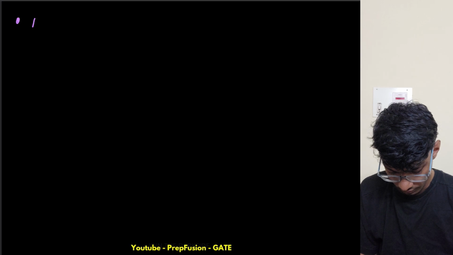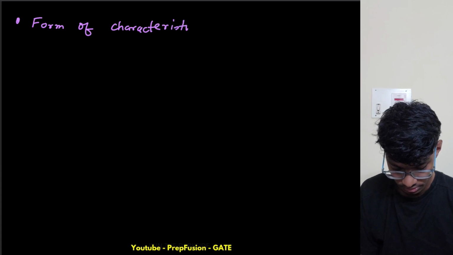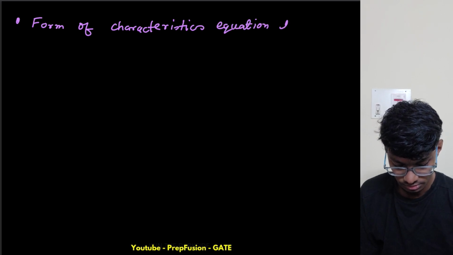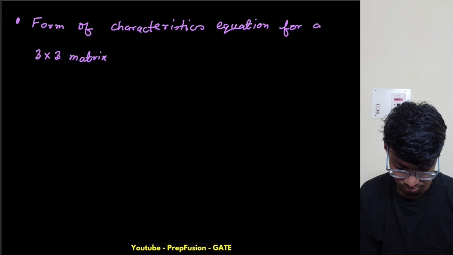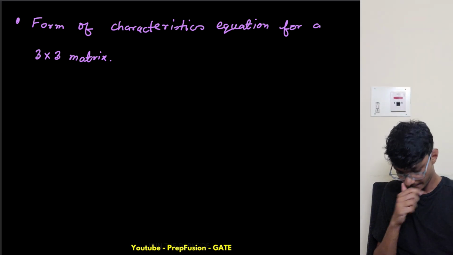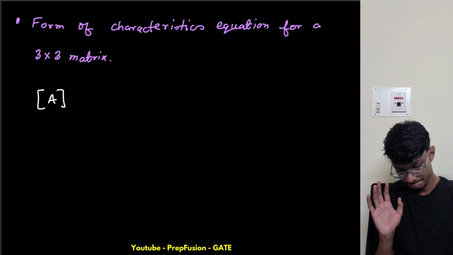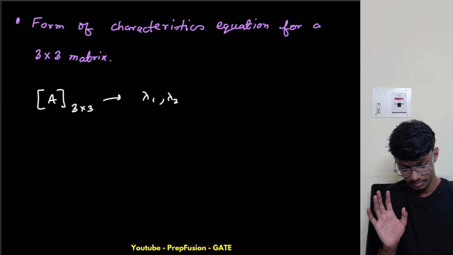So, the form of the characteristic equation for a 3 cross 3 matrix. So what will be the form? Let's say I have a 3 cross 3 matrix A and it has eigenvalues lambda 1, lambda 2 and lambda 3.